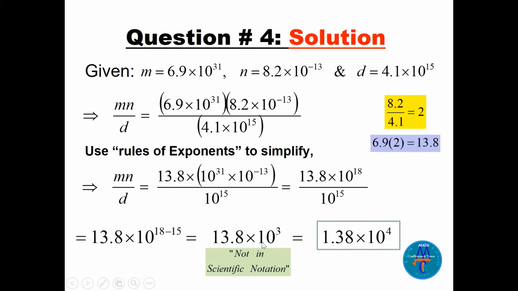This is not in scientific notation. We cannot leave the answer like this because this number here should be between 1 and 10. So I move the decimal point on the left. So 1.38 times 10 to the power 4.